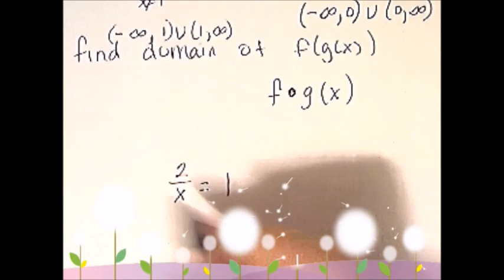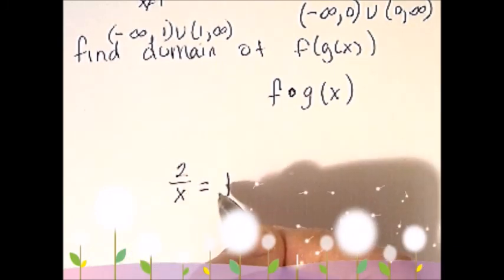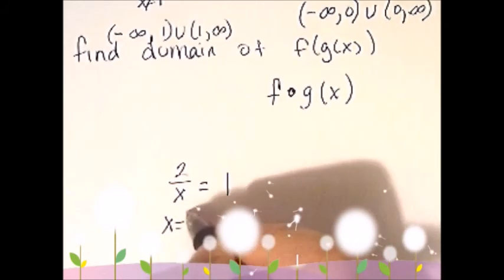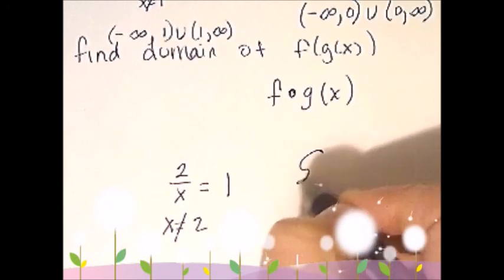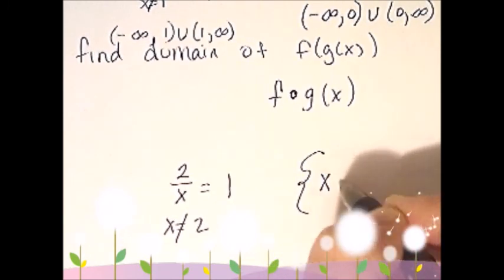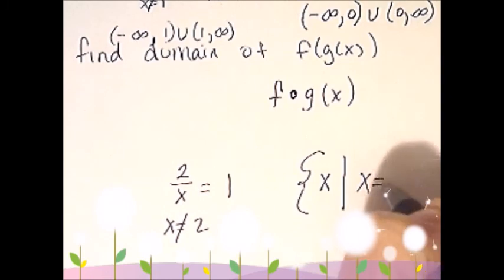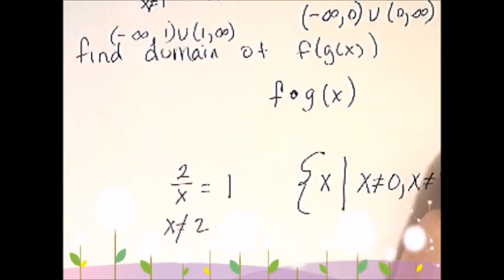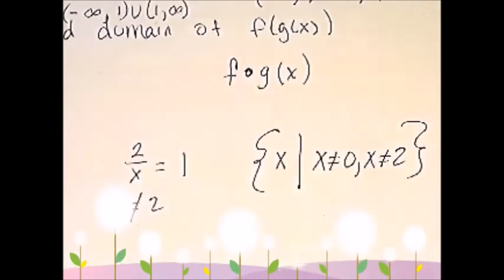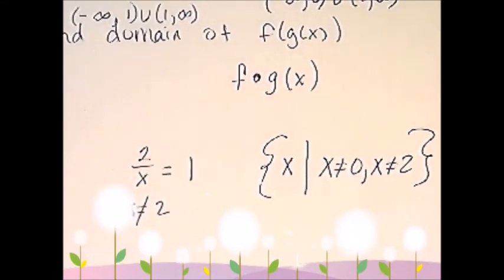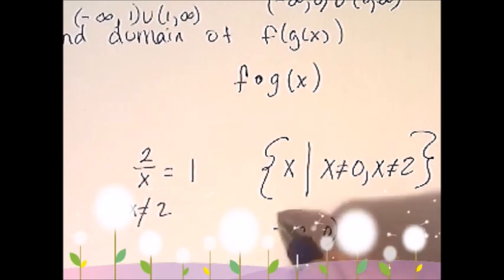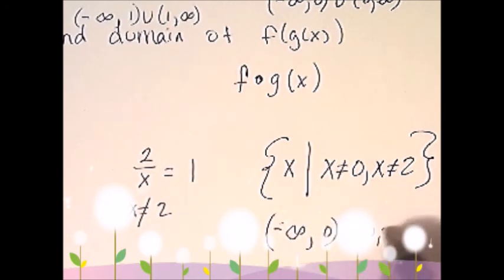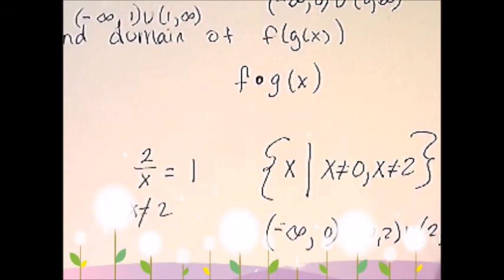So for that to happen, what value of x would cause that to happen? If x were 2. So we can't let x be 2. So the domain of this is x such that x cannot be 0 and x cannot be 2. That's how they want you to indicate the domain. You might need to write negative infinity all the way up to 0, in union with 0 to 2, in union with 2 to infinity.